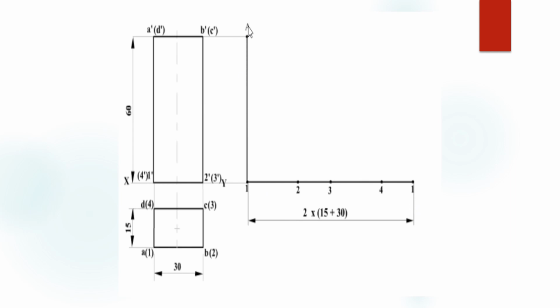Now draw a vertical line of length 60 mm from the point 1 and name the top end as capital A.